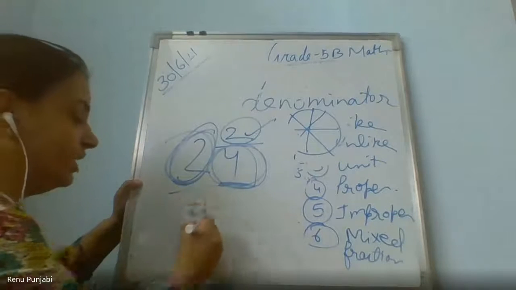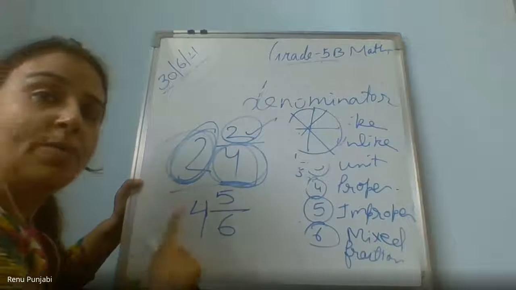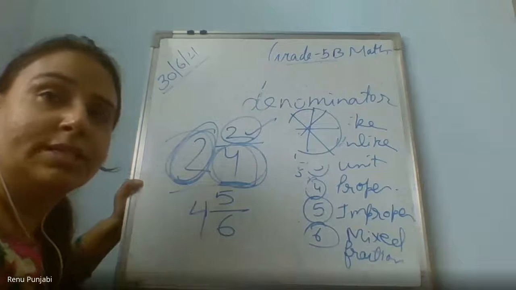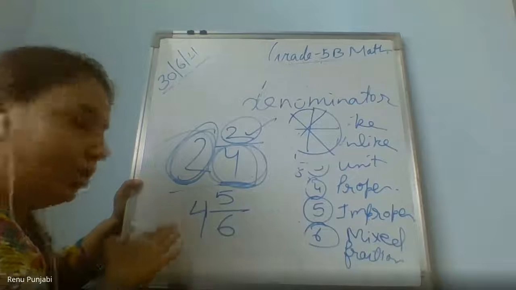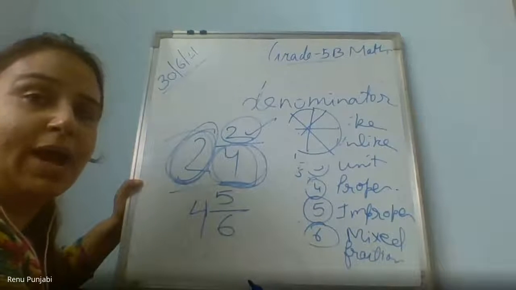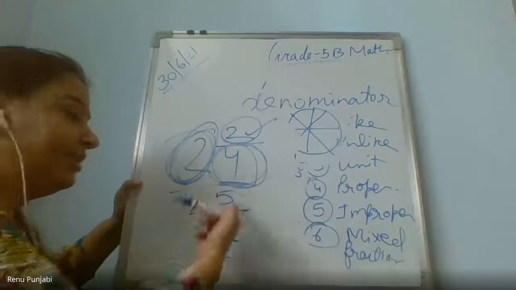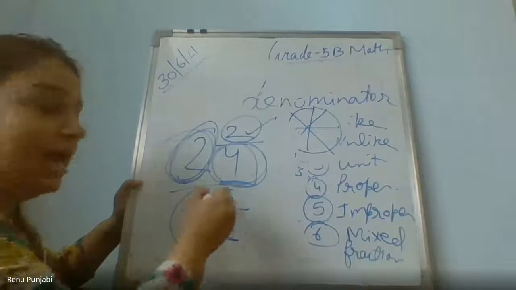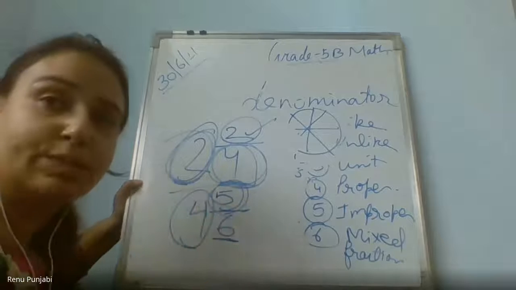Suppose if I give you this fraction, 4 and 5/6. How many pizzas are there total? Can you assume this? 4 whole pizzas. And from the fifth one, how much part have I given? 5 on 6. Out of how many total? 6 parts. And how many have I given? 5. So 4 whole pizzas, and out of the fifth pizza I have given 5 upon 6, means 5 parts from the 6 parts.